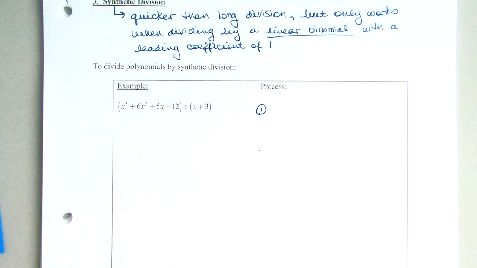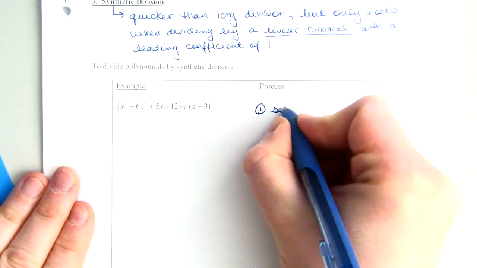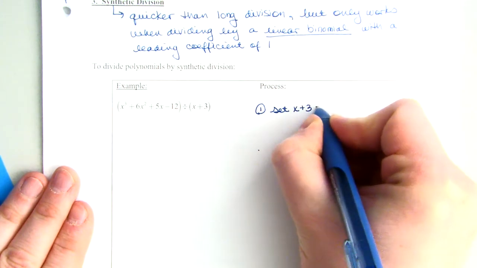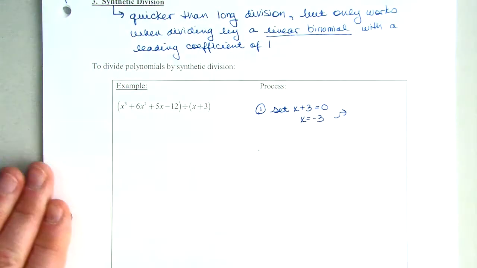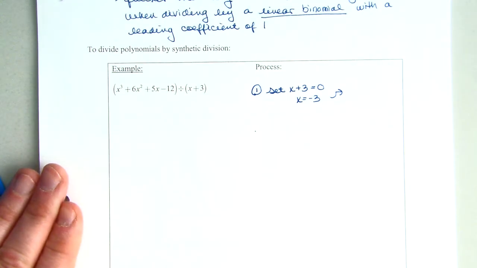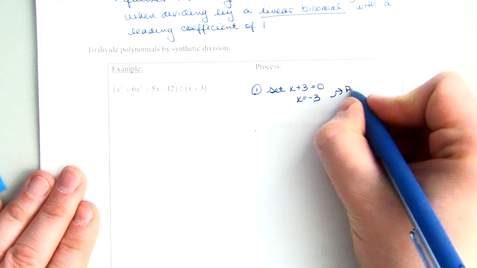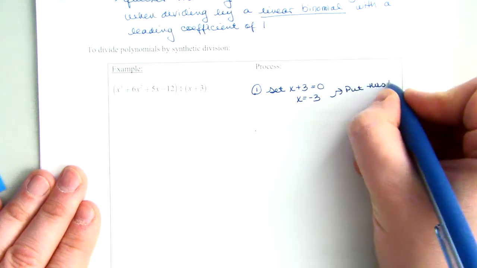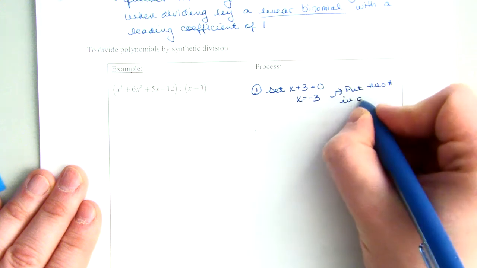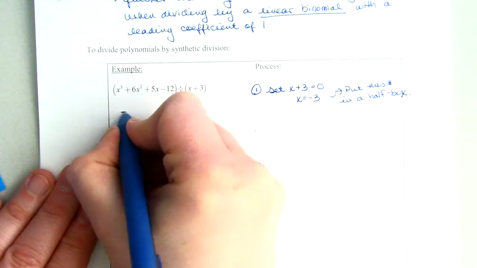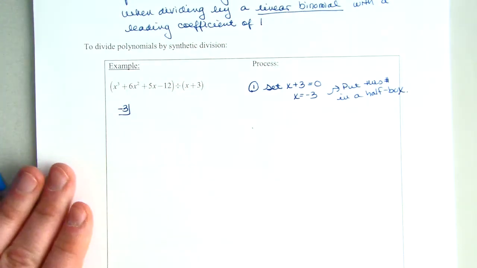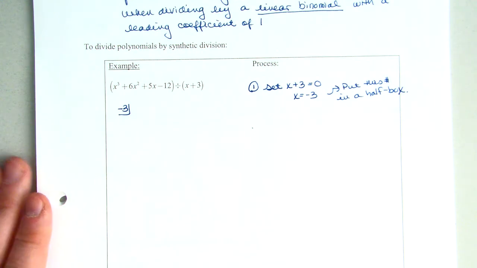The first thing I'm going to do is take the thing I was dividing by, and set that equal to 0. I'm going to set x plus 3 equal to 0, which of course gives me x equals negative 3. What am I going to do with that? I'm going to take that little number and put it in a half box. Negative 3, right over there, in my little half box. Why a half box rather than a full box? I got nothing. I don't know.